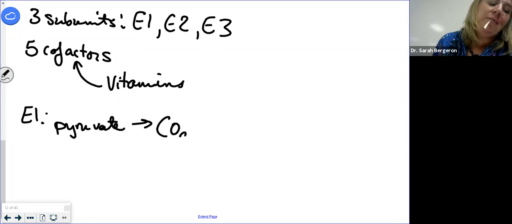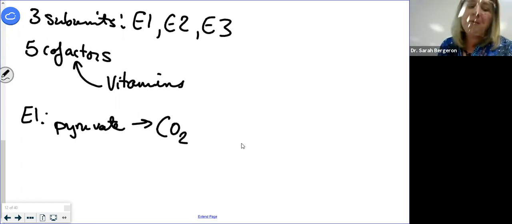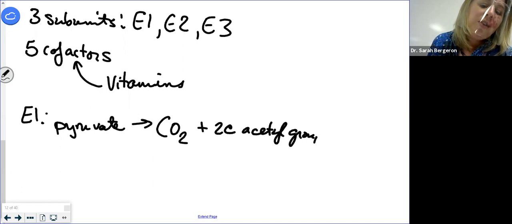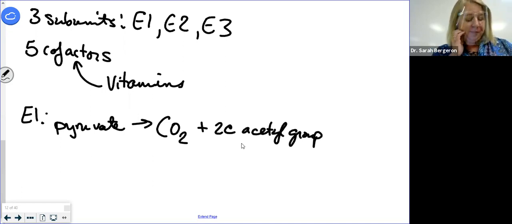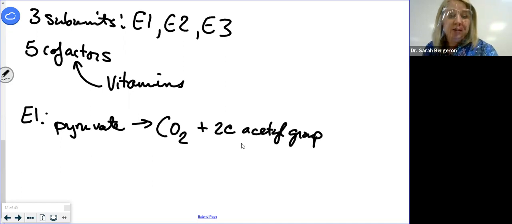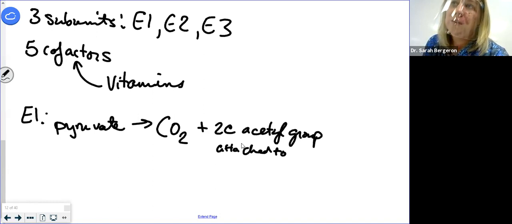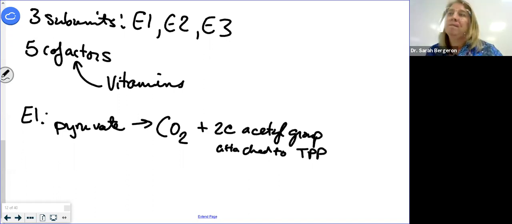We're going to release something, CO2, and what do we have left? An acetyl group, a 2-carbon acetyl that we attach to what? To what? One of the cofactors. TPP.